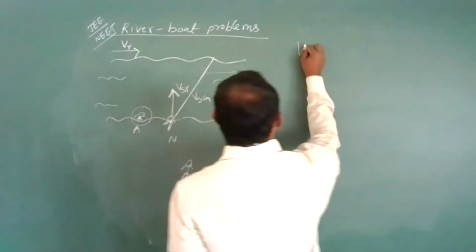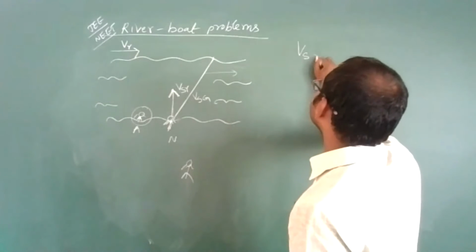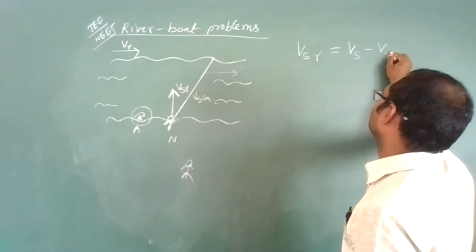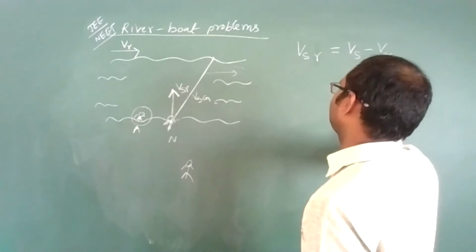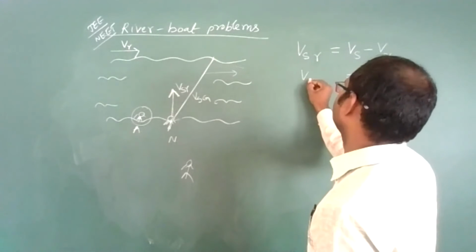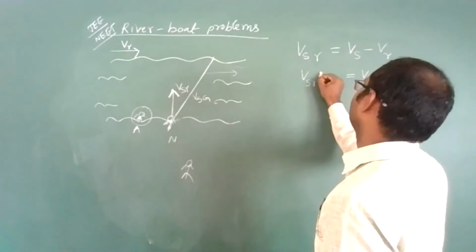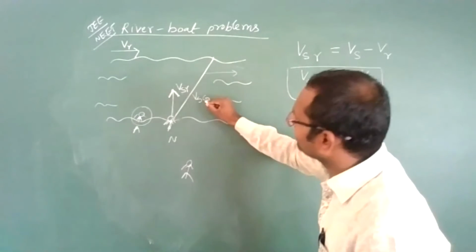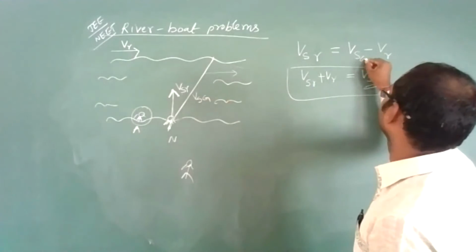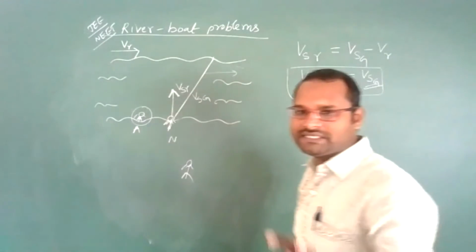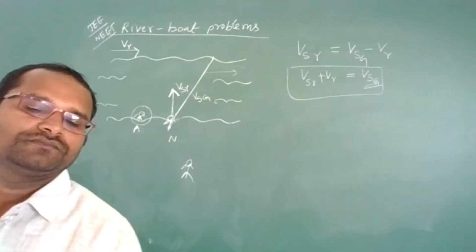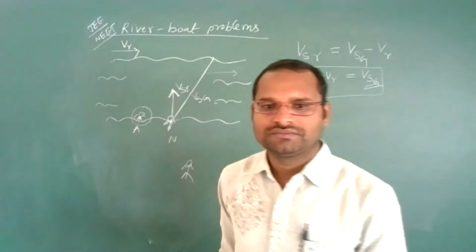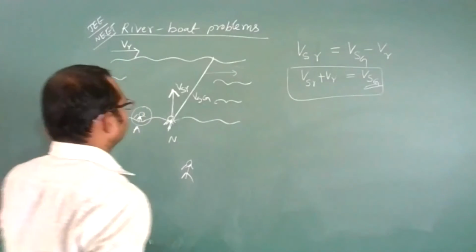You know that velocity of swimmer with respect to river is nothing but velocity of swimmer minus velocity of river. Then velocity of swimmer is nothing but velocity of swimmer with respect to river plus velocity of river. Like this we will observe this velocity of swimmer with respect to ground. Are you understanding, students? This point is to be confused. Okay.